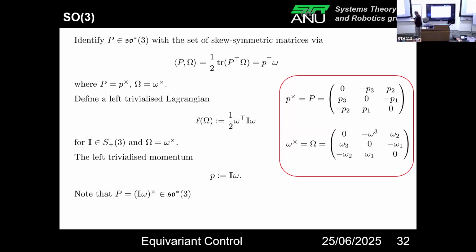And so this inner product: I've got a covector P, which acts on linear vectors. These two things contract together, and I'm just going to write it as the trace of P transpose omega, which is the same thing as little p transpose little omega, okay? That's a covector acting on a velocity. So the left trivialized Lagrangian is nothing different from the angular momentum acting on the angular velocity. The left trivialized momentum is nothing different than just the inertia times the angular velocity.